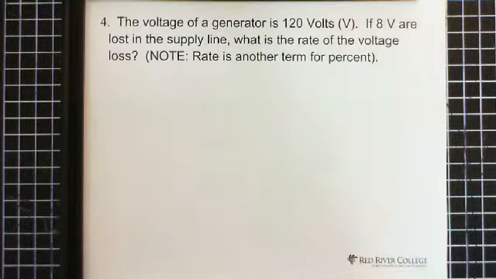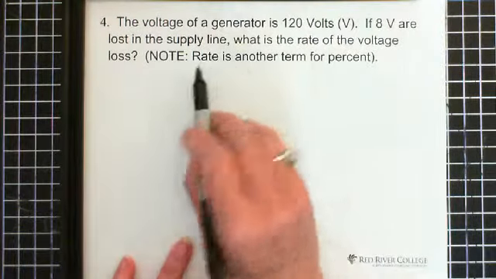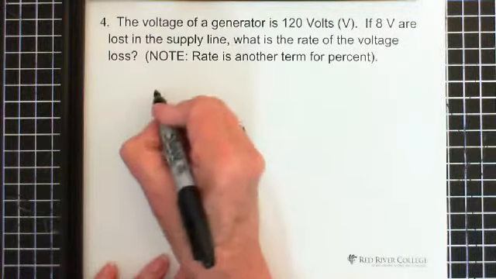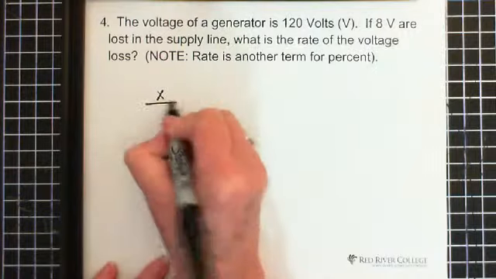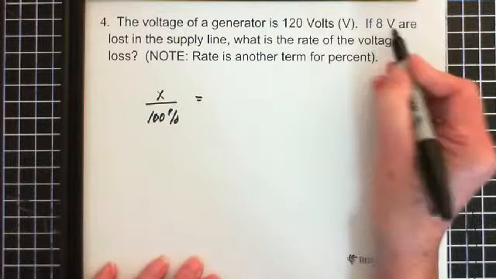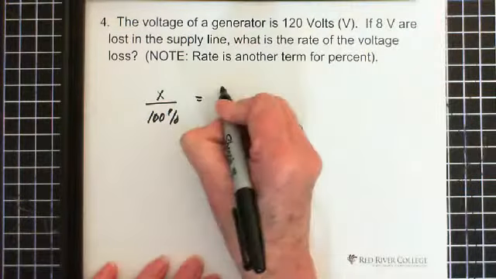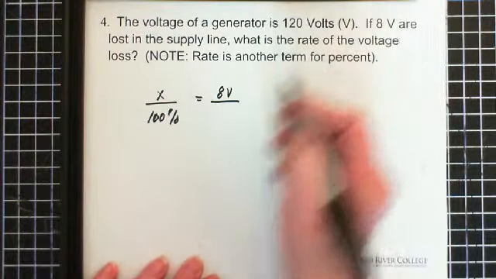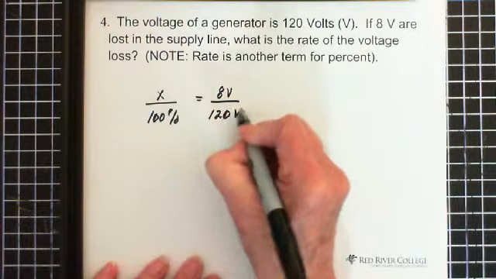Last question. The voltage of a generator is 120 volts. If 8 volts are lost in the supply line, what is the rate of the voltage loss? Okay, so we're trying to find the rate, and it says rate is another term for percent. So we're looking for our percent. That's over 100%. And it equals our loss, which is the 8 volts. And that's over the total, or the whole piece, which is our 120 volts.